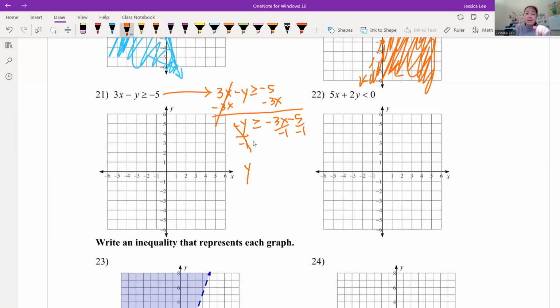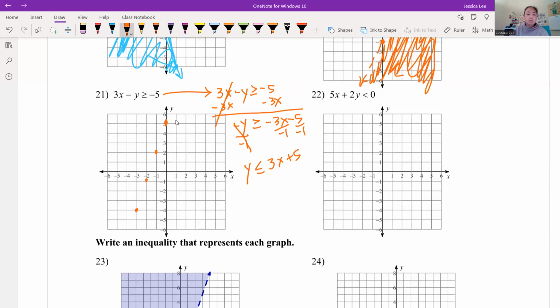Now remember, we divided by a negative number, which means we got to flip the inequality, right? And then -3 divided by -1 is 3x, and then -5 divided by -1 is +5. So we got y. Okay, this is +5, so we're going to go up to 5. Our slope is 3. Normally we would go up 3 and to the right 1, but we can't. So we're going to go down 3 to the left 1 so that we have that positive slope there.